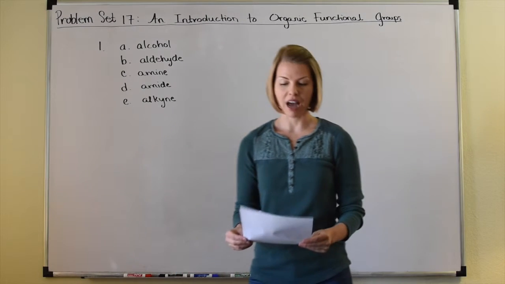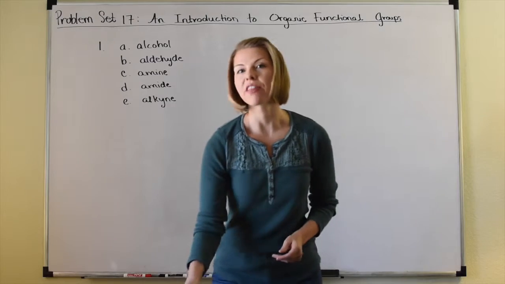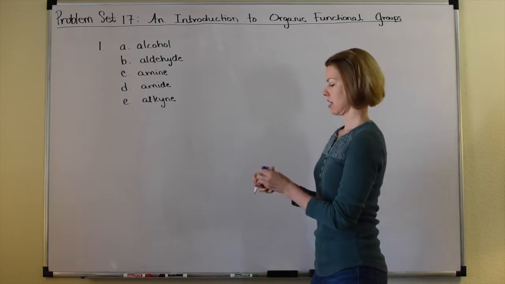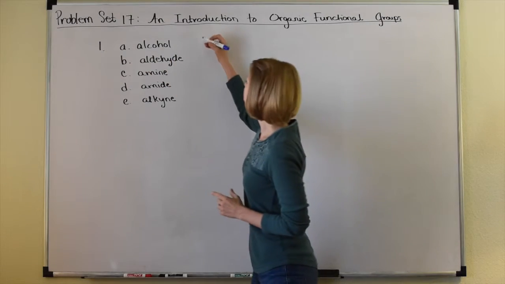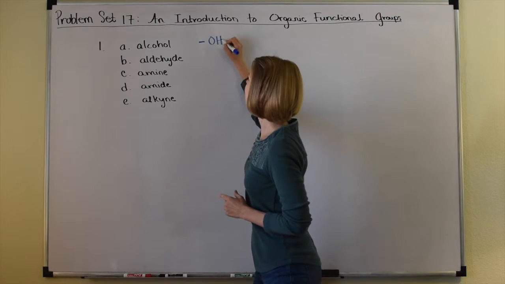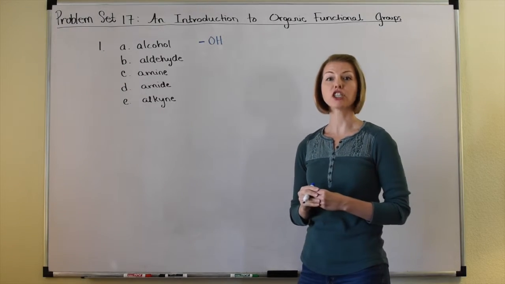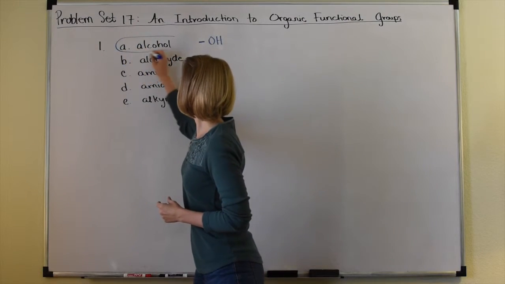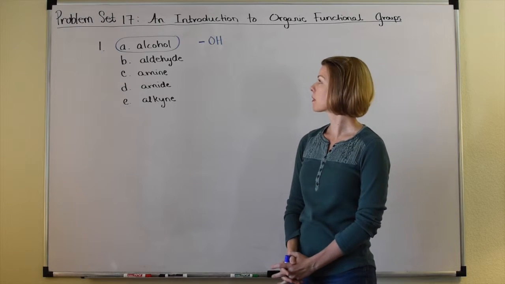Which of the following functional groups contain oxygen? Circle all that apply. So I've gone ahead and written all of those up here already. Starting with A, alcohol. The alcohol functional group contains an oxygen and a hydrogen attached to some carbon chain. So you should circle A. The alcohol functional group contains an oxygen.